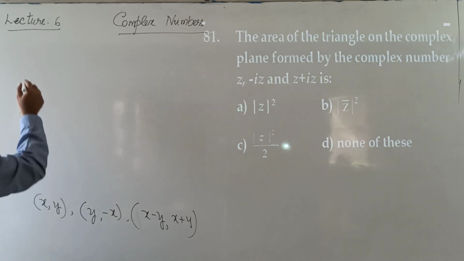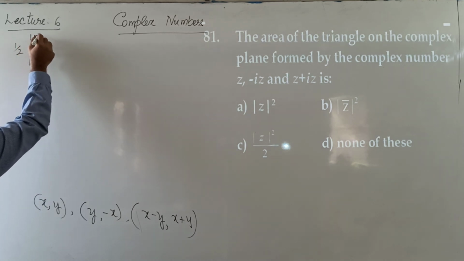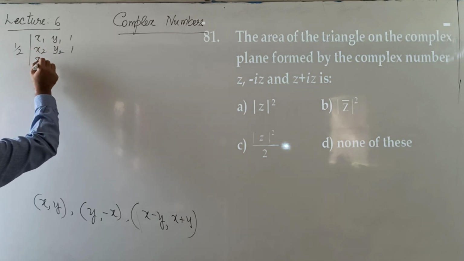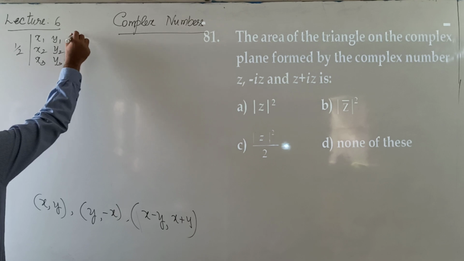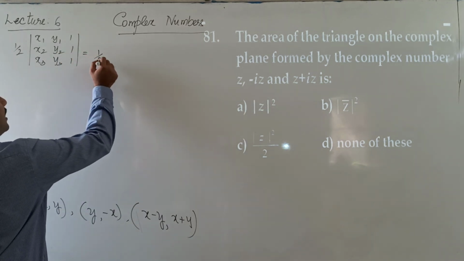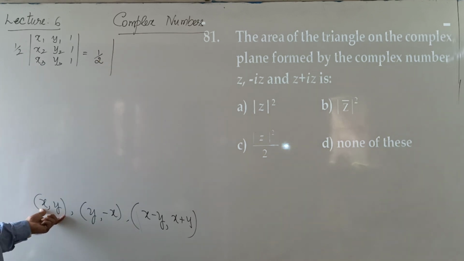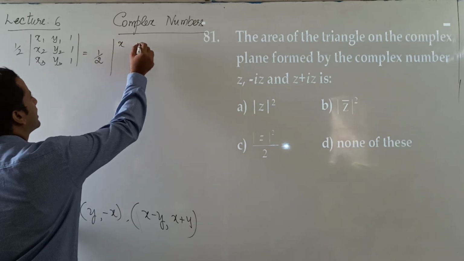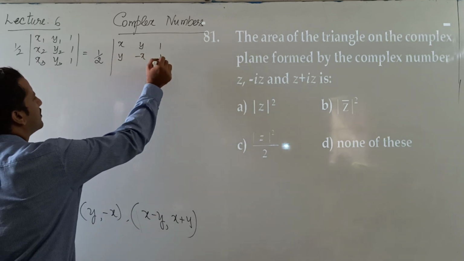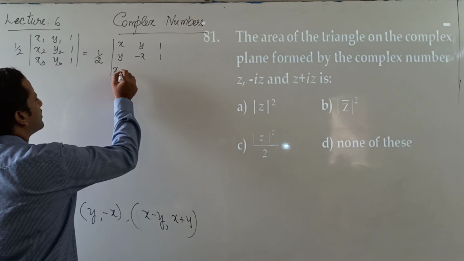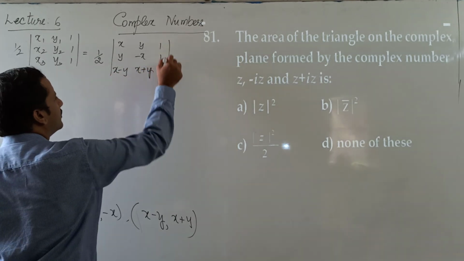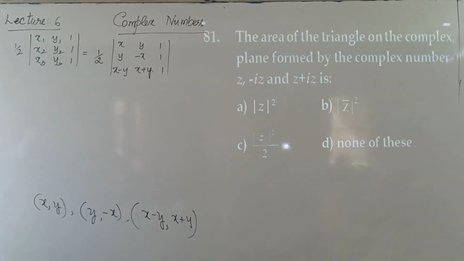Area of the triangle is given by half into determinant of x1, y1, 1, x2, y2, 1, x3, y3, 1. Do you remember this formula? Yes, use that formula. Half into determinant of, in place of x1, we have x, y, 1. Here y minus x, 1. And here x minus y, x plus y, and 1. Now we have to evaluate this determinant.